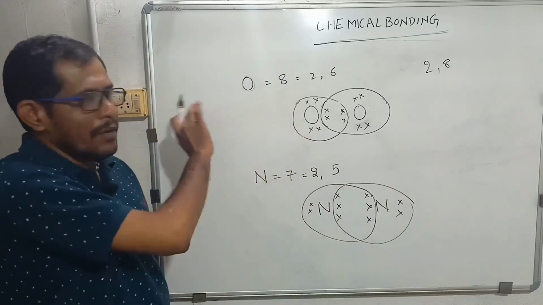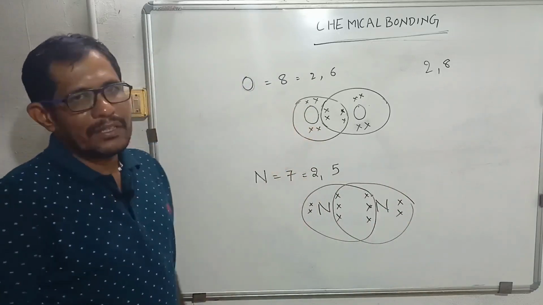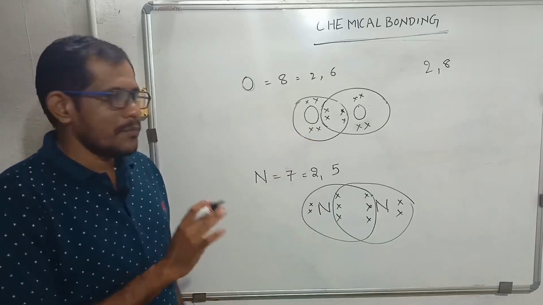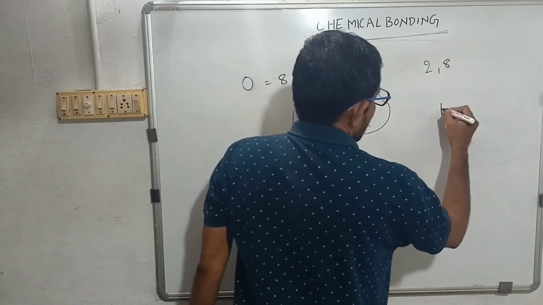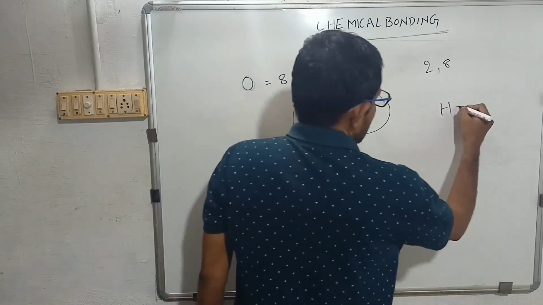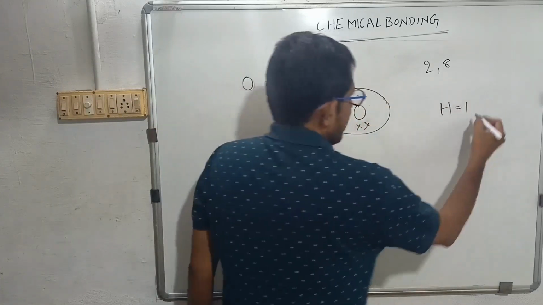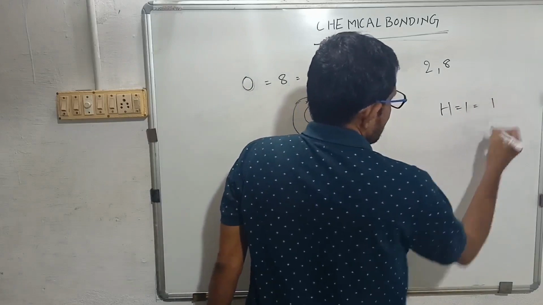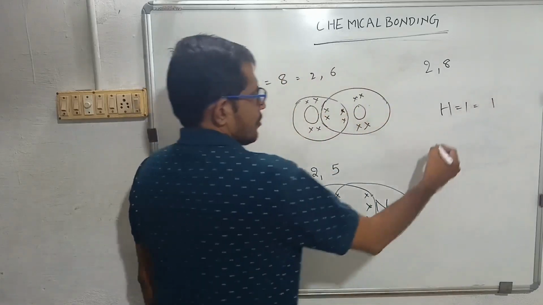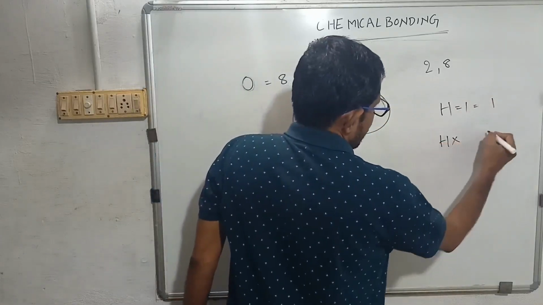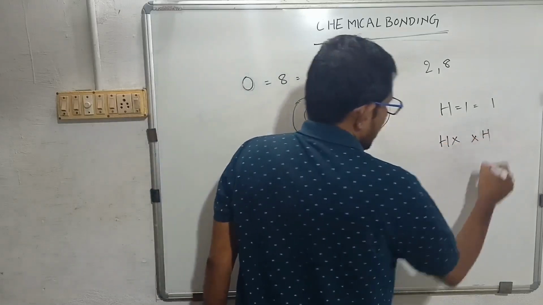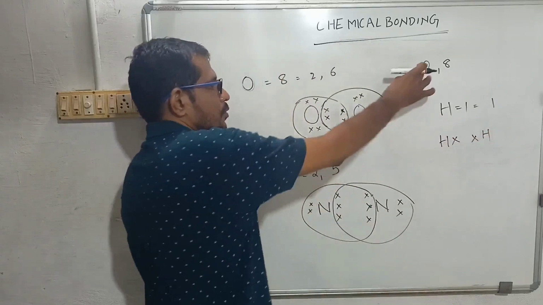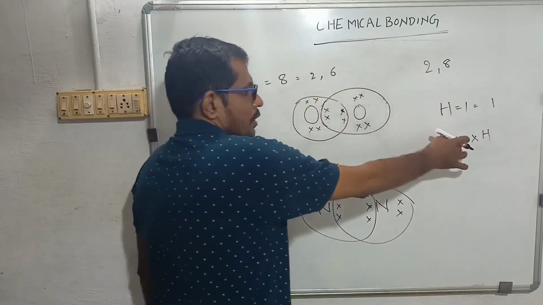For comparison purposes, I am now writing for the hydrogen molecule. If you take hydrogen, H, atomic number is 1, so its electronic configuration is 1. So hydrogen has 1 electron. It will take another electron from another hydrogen to become stable with 2, right?